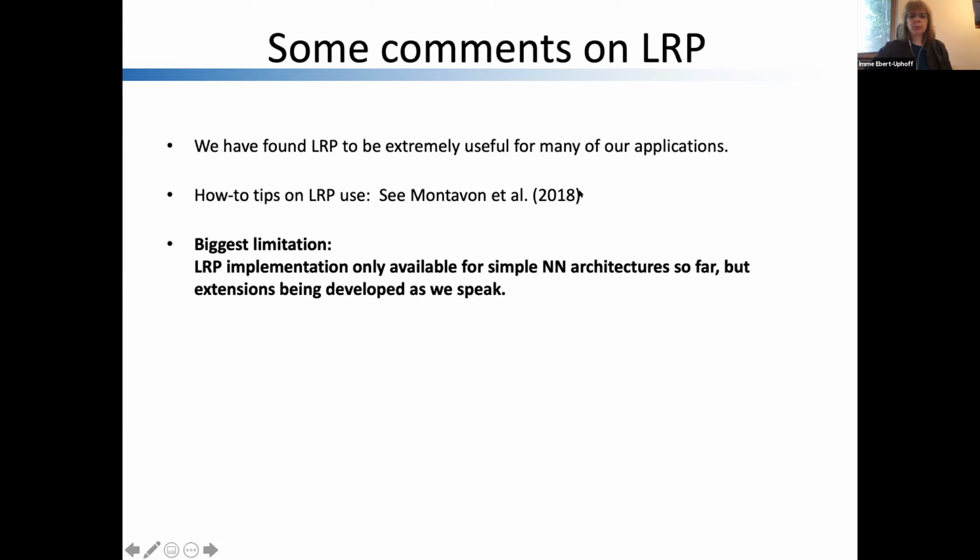If you want to look for how-to tips, look for this paper, and the full citation is in the references at the very end. But the biggest limitation of LRP is that so far it's only available for simple neural network architectures, but extensions are being developed as we speak.